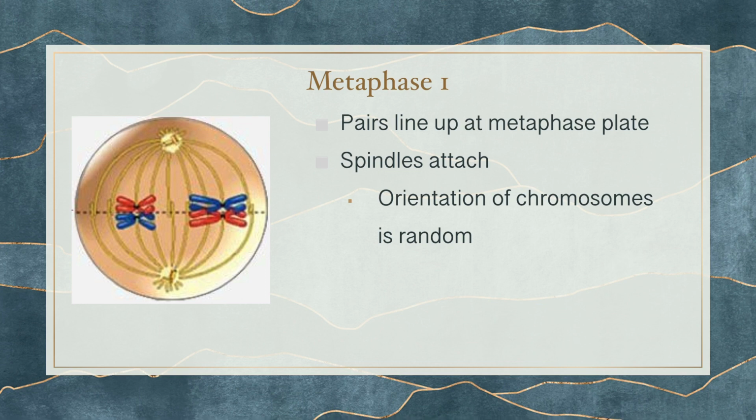Metaphase 1. The next step in meiosis is metaphase 1. During this phase, tetrads line up at the metaphase plate or the equator of the cell. Spindle fibers, formed by the centrioles, attach to every individual chromosome. This is different from mitosis, in which every individual chromatid would have a spindle fiber attached. The orientation of chromosomes in each tetrad is random, increasing the genetic diversity of the four produced cells.